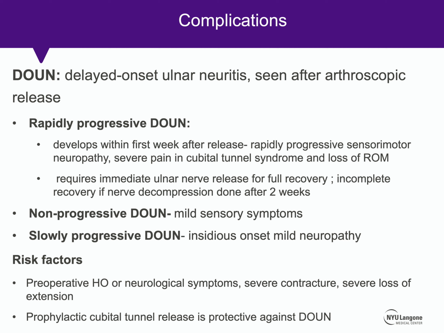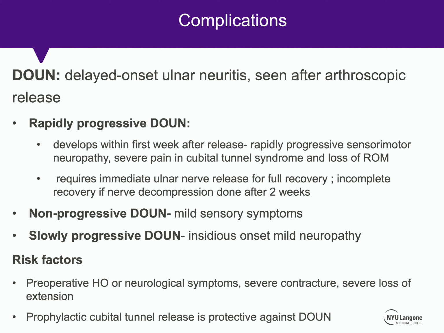So delayed onset ulnar neuritis is a complication that is specific to arthroscopic capsular release. And the variant that you guys need to know is the rapidly progressive DOUN. This is a sensory motor neuropathy that develops within the first week after arthroscopic release. It presents as severe pain in cubital tunnel syndrome and sudden loss of range of motion. It's important to recognize it because you need to take the patient to the operating room and do an ulnar nerve release. And if it's done within the first 2 to 3 weeks of presentation, the results are good. When done later on, the recovery of range of motion and ulnar nerve symptoms is not complete.